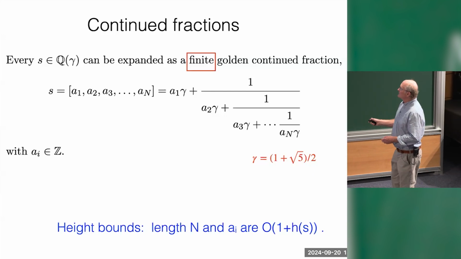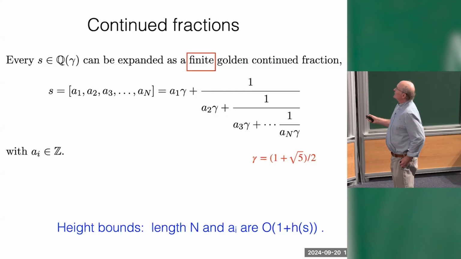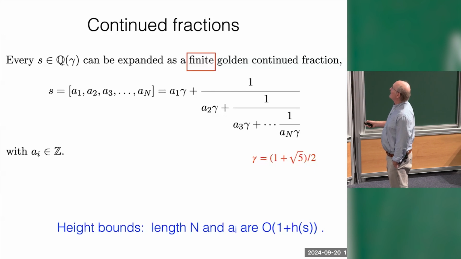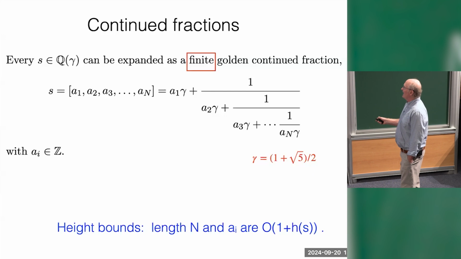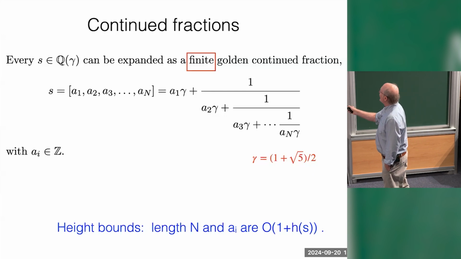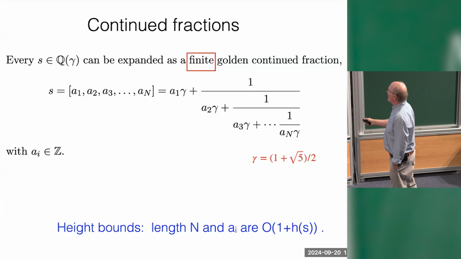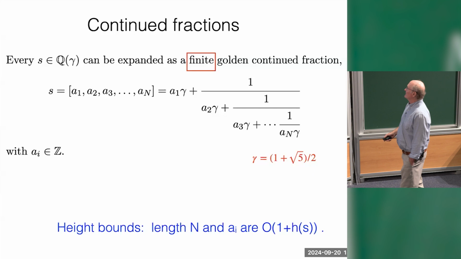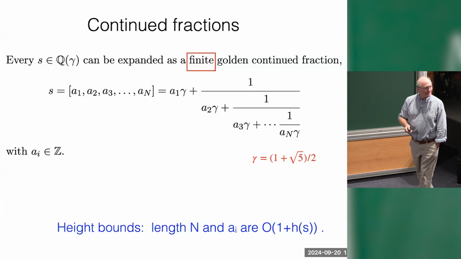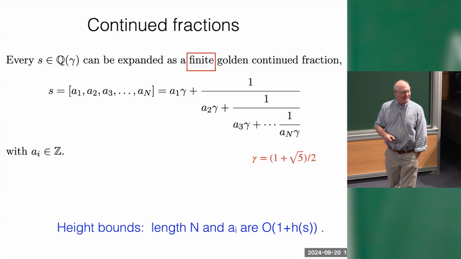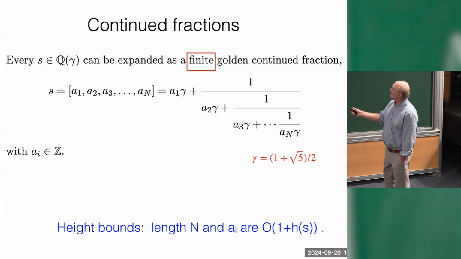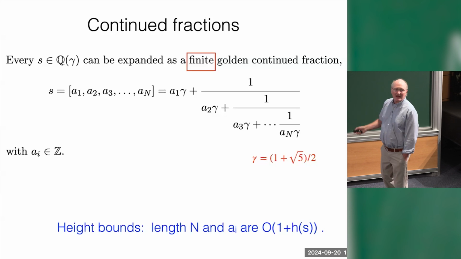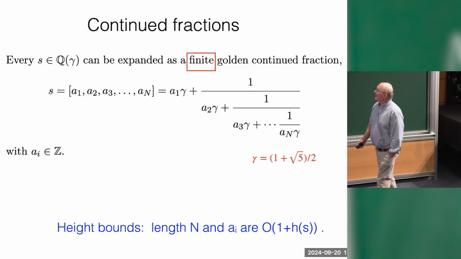And then the height bounds make this effective. They actually make this into an algorithm. They tell you how long you have to wait for the algorithm to terminate in terms of the height of the number you're expanding. So for example, n here, the length of the continued fraction, is bounded in terms of the height. These integers a_i are bounded in terms of the height. And that's this decomposition. It could be made unique by adopting some conventions. I'm not going to bother. Okay, so the statement is everything can be expressed in this way, in such a way that n and the a_i are bounded by the height.